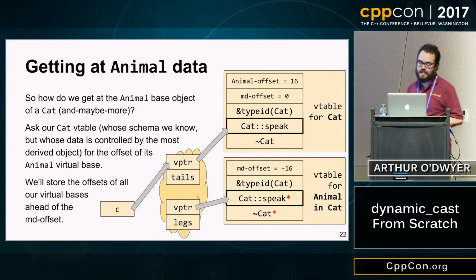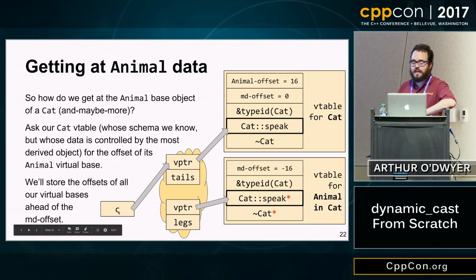Getting at animal data, right? How do we get at the animal base object of a cat? So here we have a cat star, and I would like to know how many legs this cat has. I can no longer just index and add 16 or add 24 to get down to how many legs this cat has, because it might be more. It might be a cat dog. It might be a tiger.